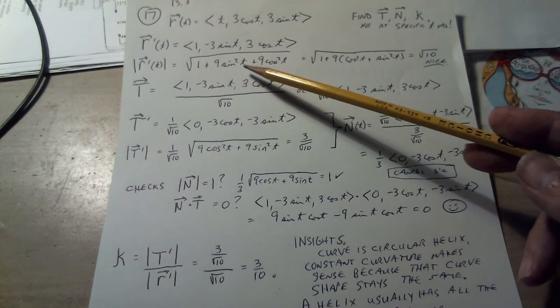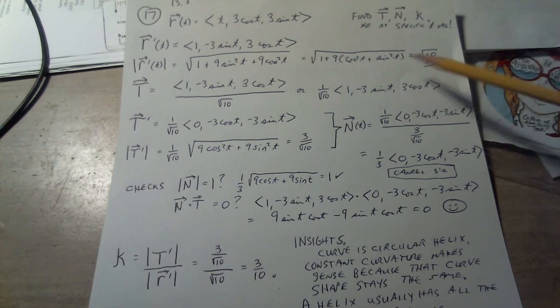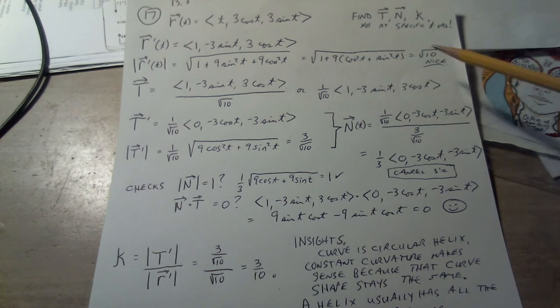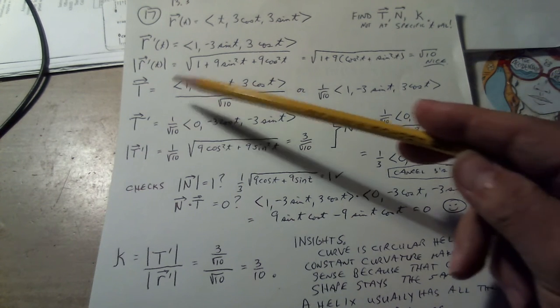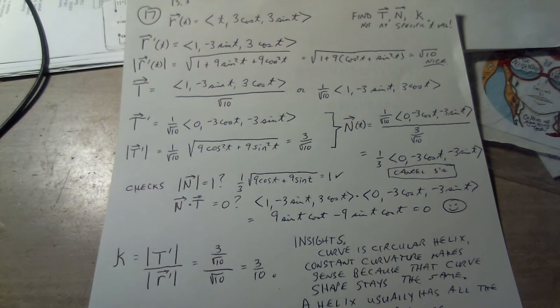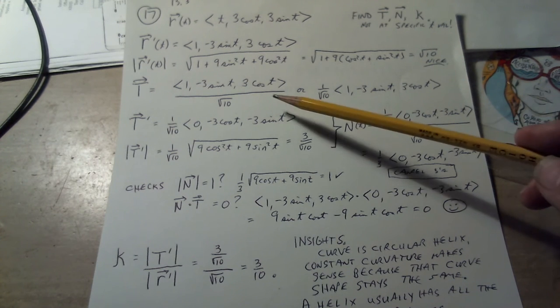This 9 sine squared plus 9 cosine squared adds up to just 9. So 1 plus 9 is 10. Square root of 10, that's actually pretty good because there's no t in it. So if I have to do anything with the size of r prime, it's not a scalar function of t, it's just a constant. So here's big T.